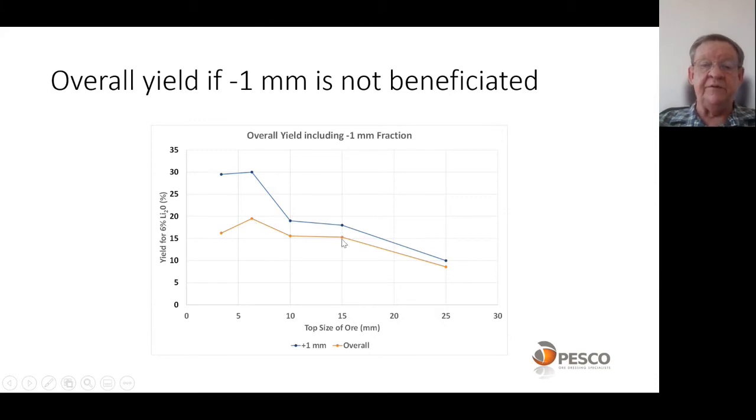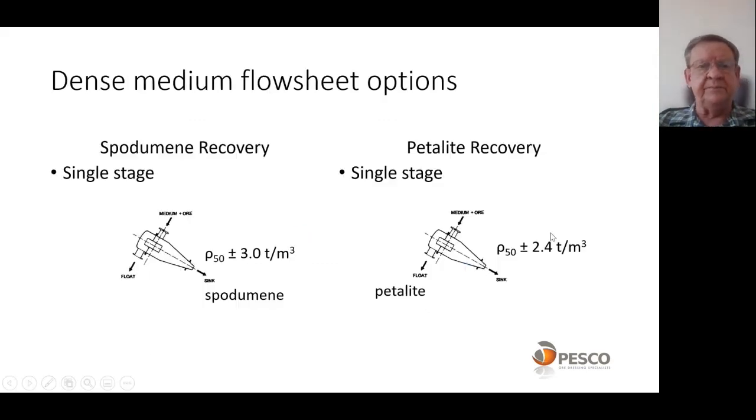So if we look here between 15 and 10 millimeters, there's not a lot of increase, and then as you go to 6.3, there's an increase. When you go to 3.35, the overall yield decreases, and that's because you've generated more fines than you're adding yield through liberation. In this case, the top size was chosen at 15 millimeters for practical purposes, because if you go to 6.3 millimeters, you need to go for 3-stage or 4-stage crushing, and that circuit also had a recrush stage involved.